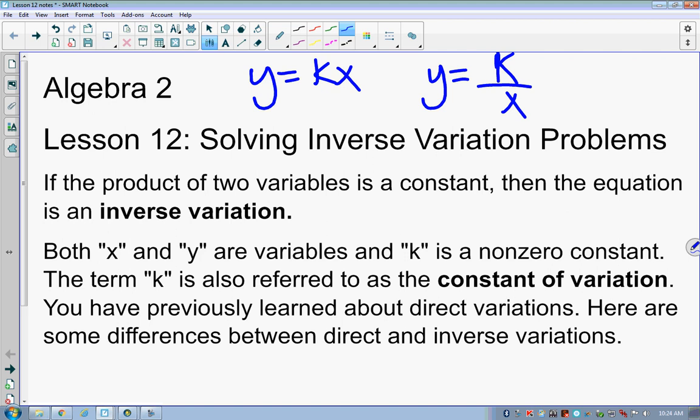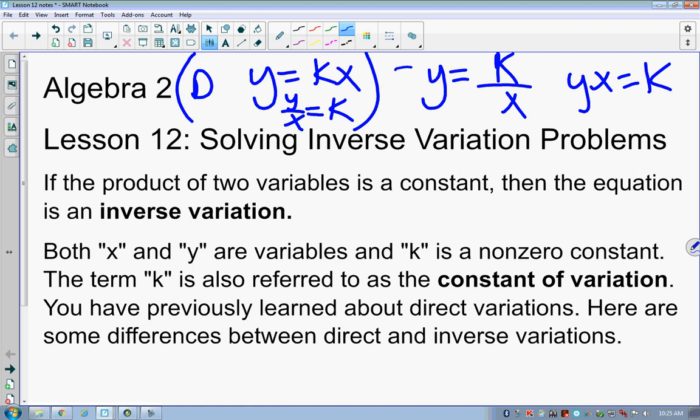K does equal yx, because if I was going to solve for k, I would multiply by x on both sides. So yx equals k when we're talking about inverse variation. Over here, if I wanted to solve for k, I needed to divide by x, right? So y over x equaled k. This is direct. This is inverse variation.